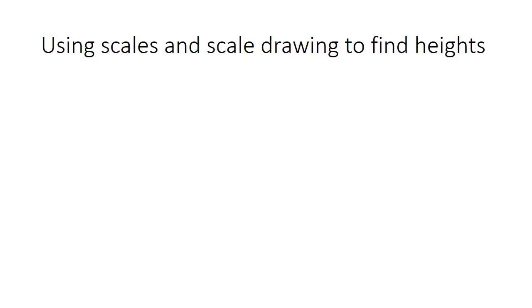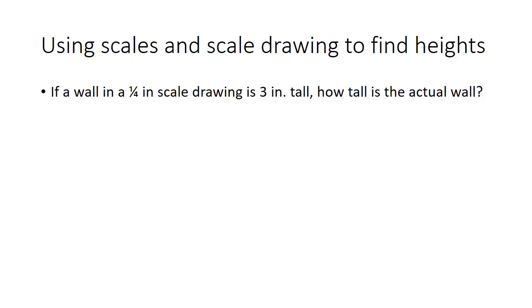Now you can also use a scale and a scale drawing to find actual heights of things. So if a wall in a scale drawing is 3 inches tall, how tall is the actual wall? Now it's a 1/4 inch scale. What that actually means is that, in general, 1/4 of an inch is equal to 1 foot with this 1/4 inch scale. If we said it was a 1/2 inch scale, then 1/2 an inch would be equal to 1 foot. So in a 1/4 inch scale, here is our conversion. There's our ratio right there.